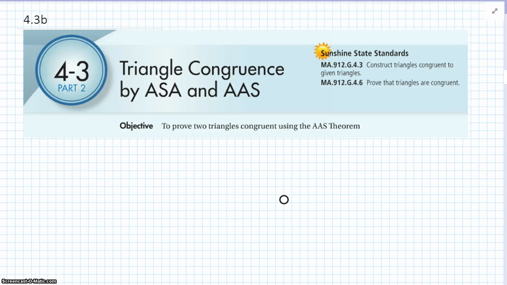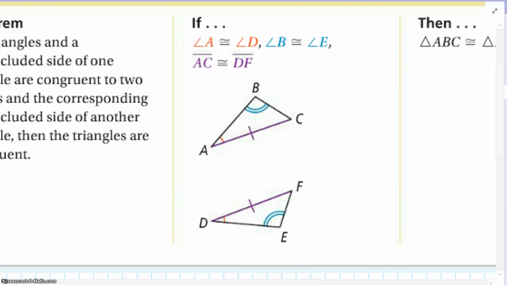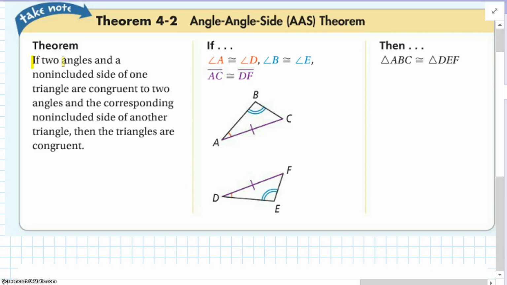Triangle congruency again by angle, side, angle, and angle, angle, side. Now we're going to really focus on the angle, angle, side aspect. Theorem 4.2, our angle, angle, side theorem, says if two angles and a non-included side of one triangle are congruent to two angles and the corresponding non-included side of another triangle, then they are congruent.